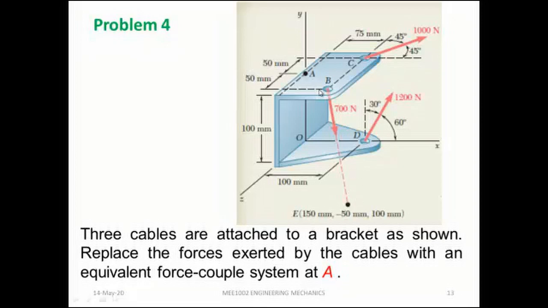So what is asked is, there are 3 forces acting on the bracket. Replace all the forces with an equivalent force couple system. So move all the forces to A and introduce the couples. That equivalent force couple system is asked.